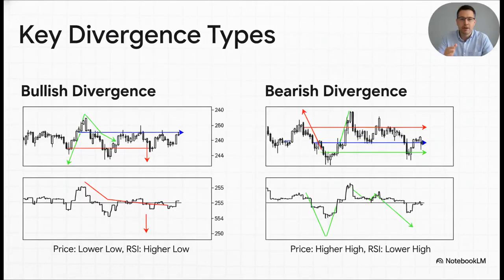And here are the two main flavors. You've got bullish divergence. Price hits a new low, but the RSI doesn't. It makes a higher low. That tells you the sellers are getting exhausted. Then you've got the opposite, bearish divergence. Price hits a new high, but the RSI makes a lower high. That's a huge warning sign that the buyers are running out of steam. You've got to think of divergence as your early warning system that a trend might be about to turn.